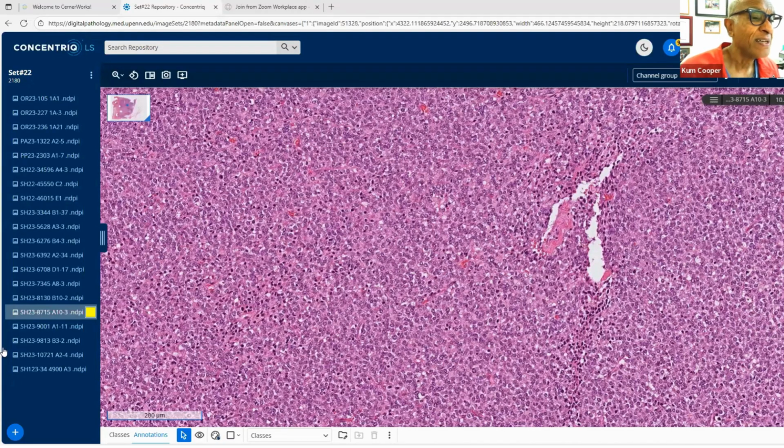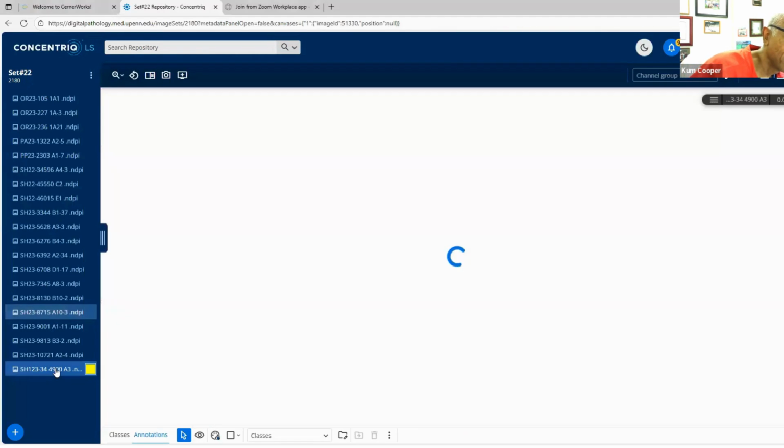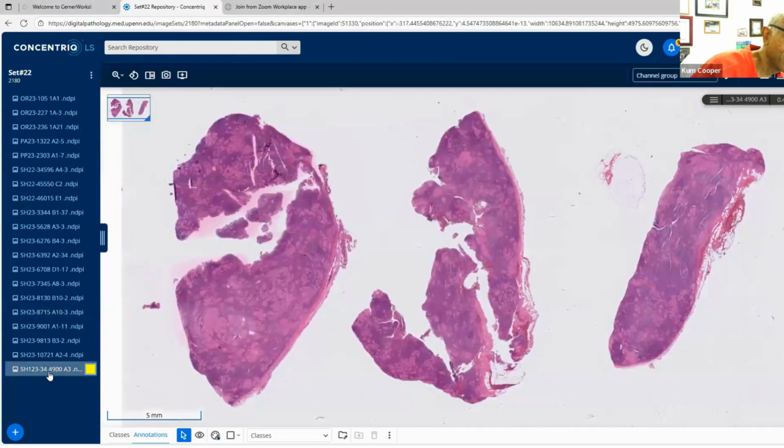This is the next one on the list. So I'm not picking any particular one. Come on, 4900. I cannot find it. I thought it was here, but it's not. Oh, there it is, right at the bottom. Don't know why I got an extra 34 there.